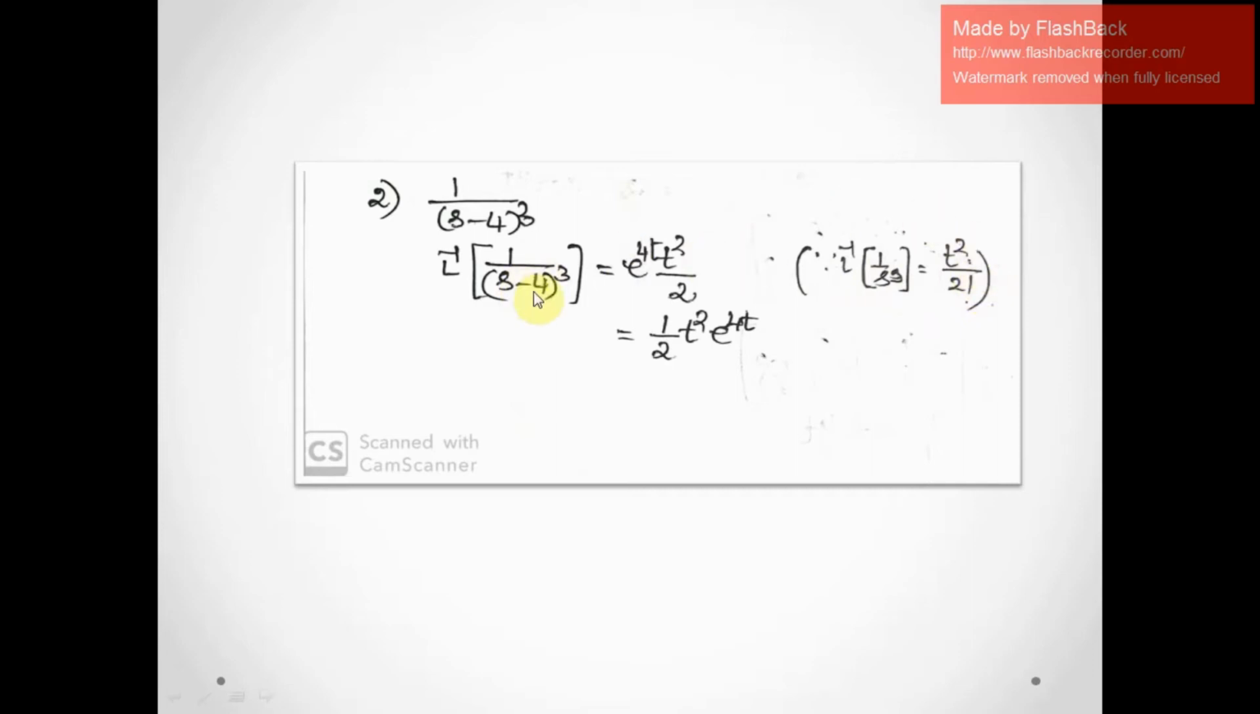If I ignore this minus 4, this is 1 by s cube, so that it becomes t square by 2 factorial, which is 2. This minus 4 will give me a shifting property, so that minus 4 will give me e power plus 4t, that is half into e power 4t into t square, which is the simple solution here. Let's move on to the next problem. Hope you all understood the trick when we use the shifting property.